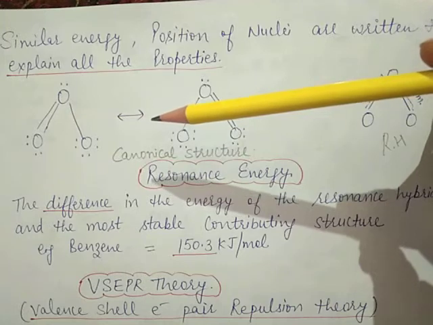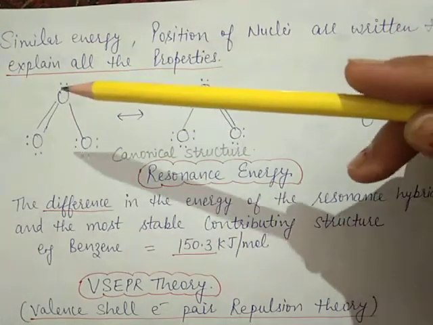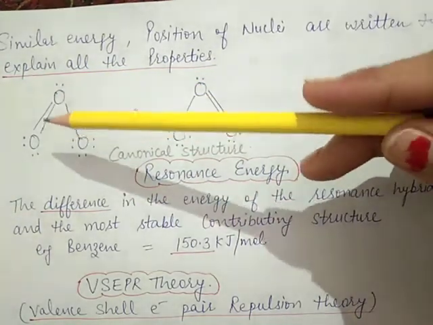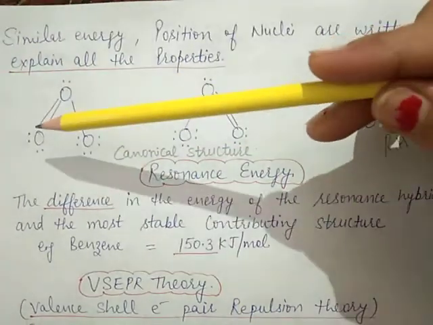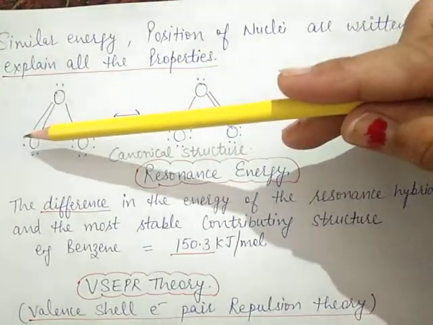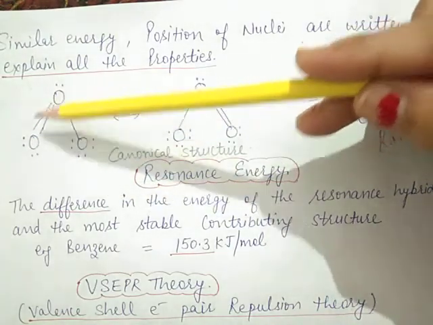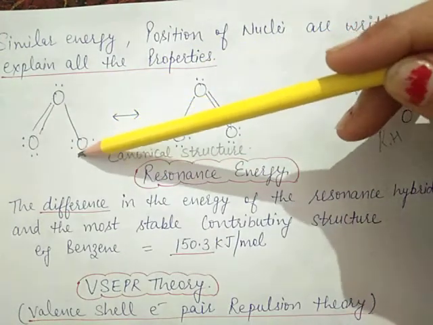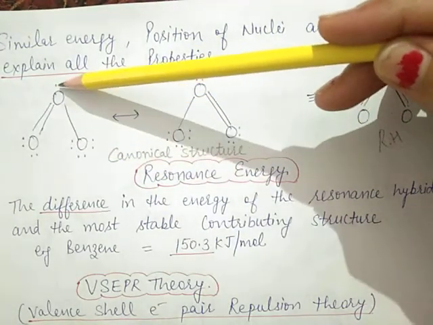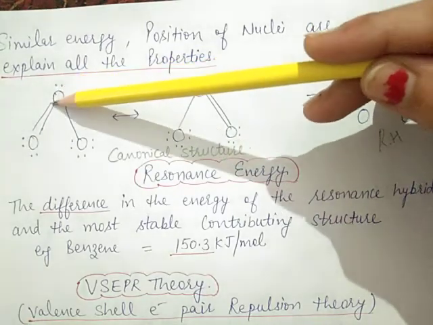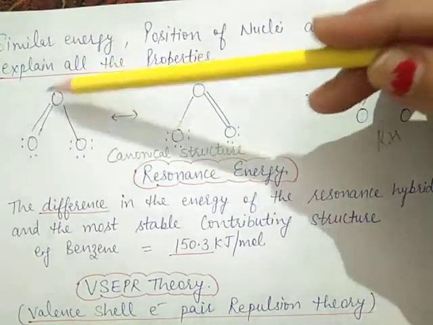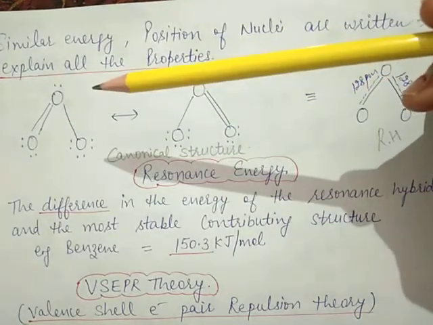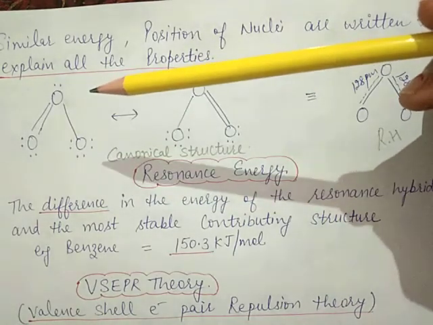Here we take the example of ozone, O3. This oxygen has 8 electrons: 1, 2, 3, 4, 5, 6, 7 and 8. This oxygen also has 8 electrons, and this oxygen also has 8 electrons. All have 8 electrons. And this is the Lewis structure. I have also explained the Lewis dot structure.